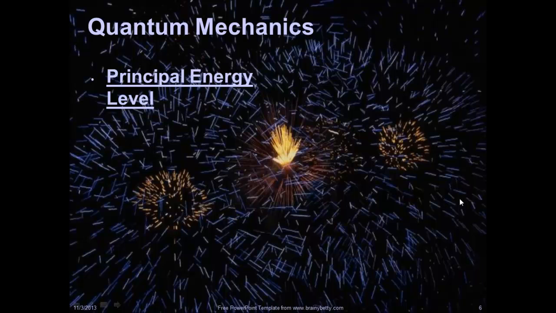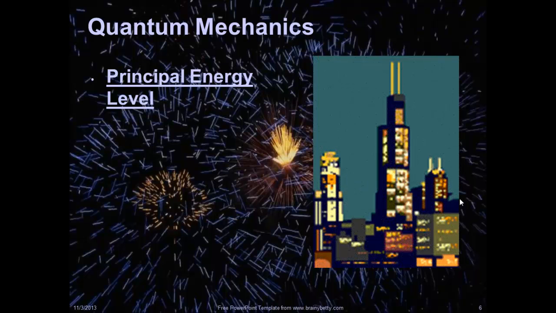The first level of organization is called the principal energy level. These are the same energy levels that we talked about last week. And this would be compared to having the name of a town or the name of a city on your envelope that you're going to put in the mail. This is kind of like the big picture. It's the general location. Where is that envelope headed to, or where are those electrons found?